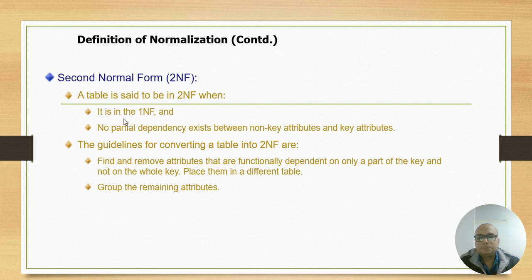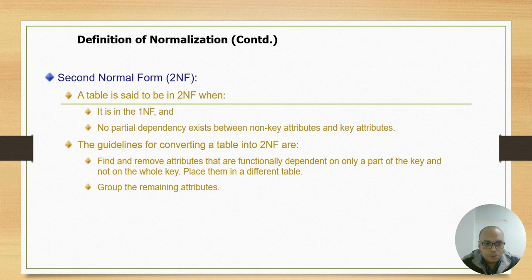Now, second normal form. Let's see. A table is said to be in second NF when it is in the first NF and no partial dependency exists between non-key attribute and key attribute. What do you mean? Key attributes are the primary key, non-key attributes are those that are not the primary key. The guidelines for converting a table to second NF are: find and remove attributes, I mean columns, that are functionally dependent on only a part of the key, not the whole of the key. Place them in a different table.